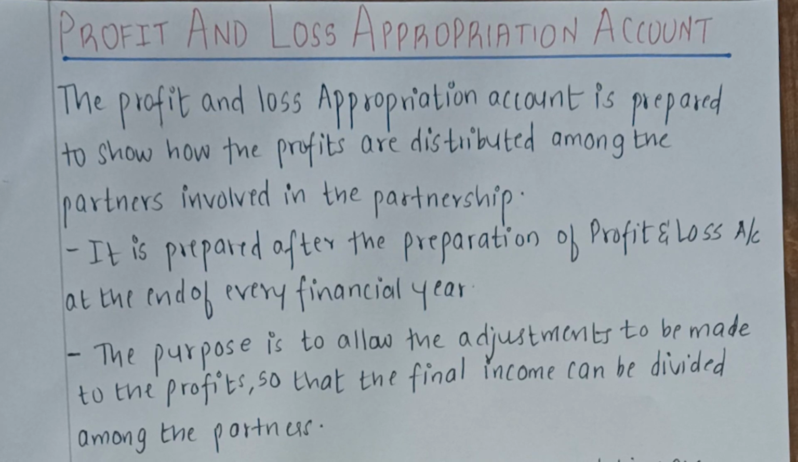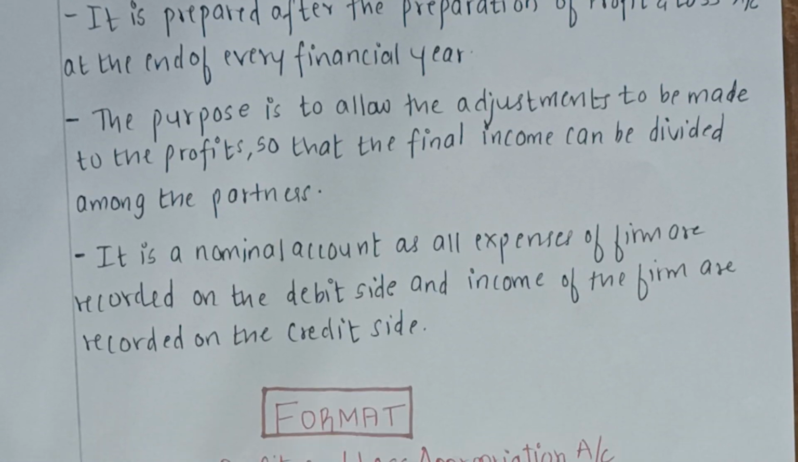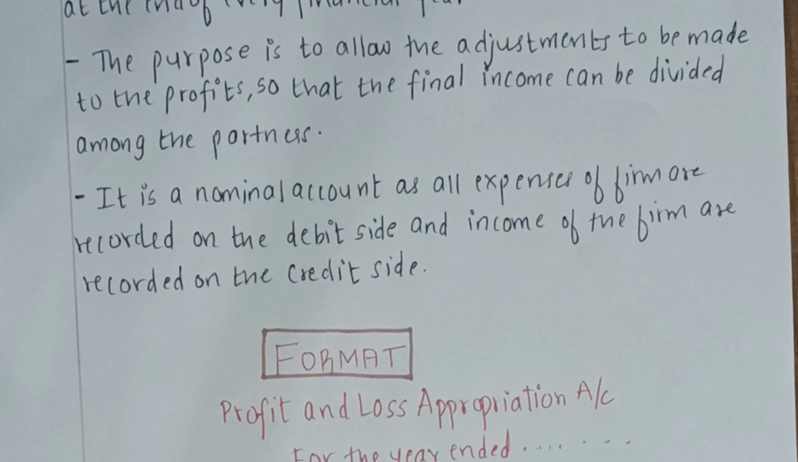It is prepared after the preparation of profit and loss account at the end of every financial year. The main purpose of preparing the profit and loss appropriation account is to allow any adjustments that are to be made, and also so that the final income can be divided among the partners. We also have to remember that profit and loss appropriation account is a nominal account.